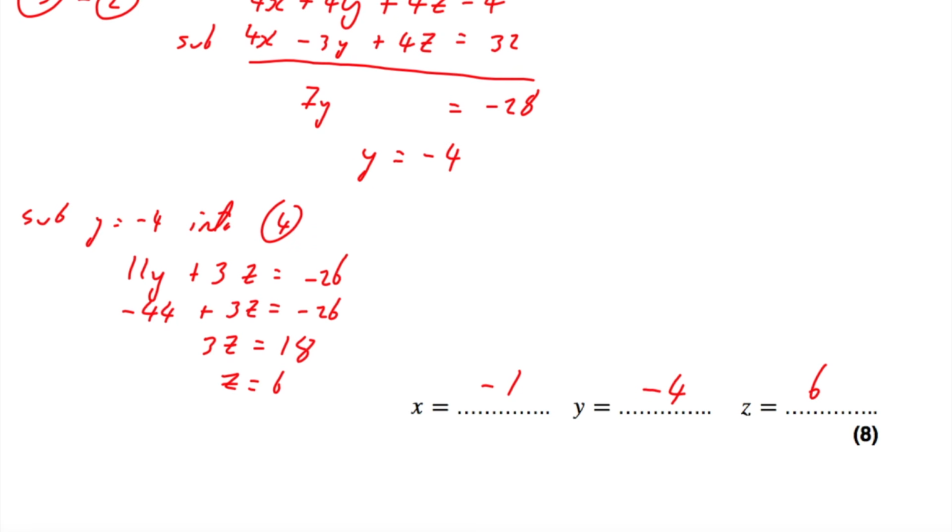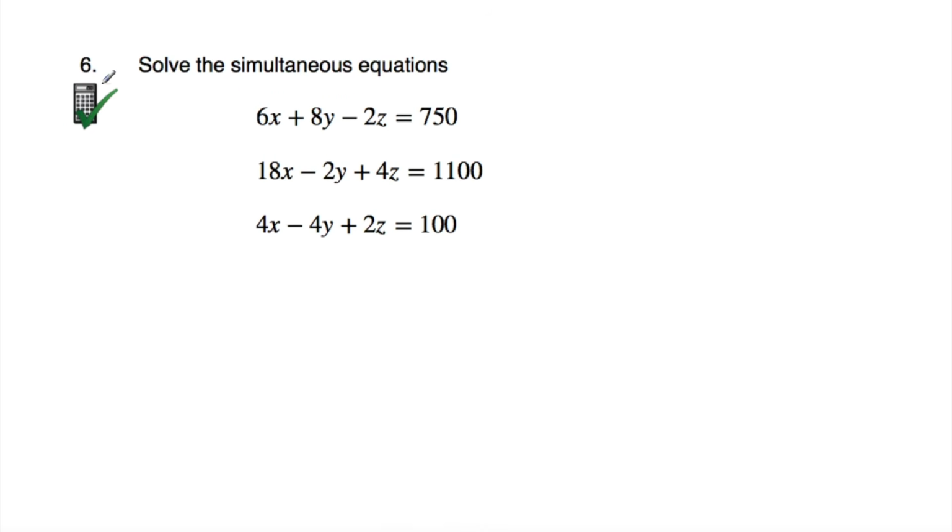Okay, let's have a look at our next question, question number 6. We've been asked to solve the simultaneous equations 6x plus 8y minus 2z equals 750, 18x minus 2y plus 4z equals 1100, and 4x minus 4y plus 2z equals 100. Let's label the equations, equation 1, equation 2, and equation 3.